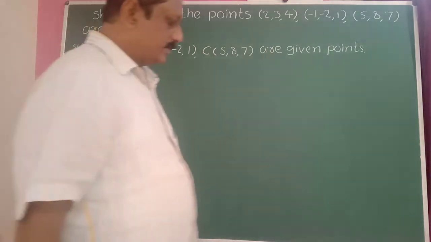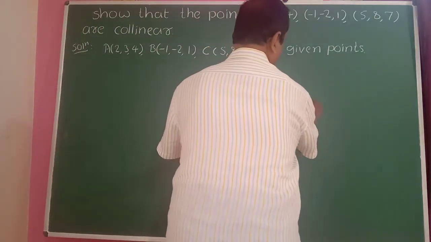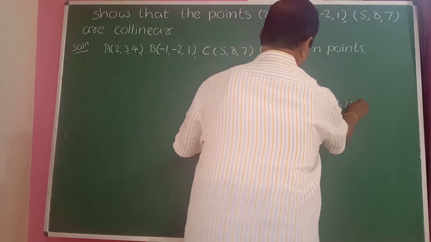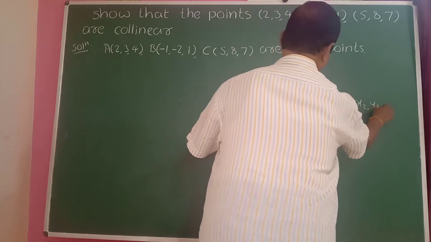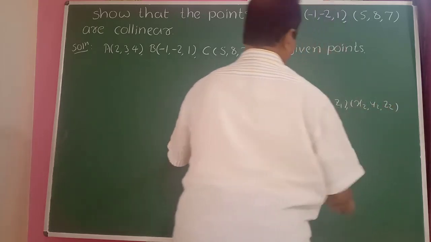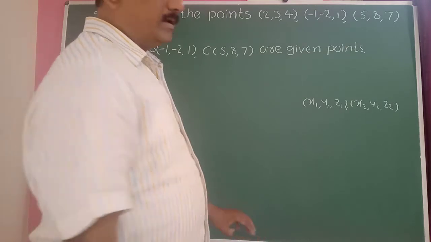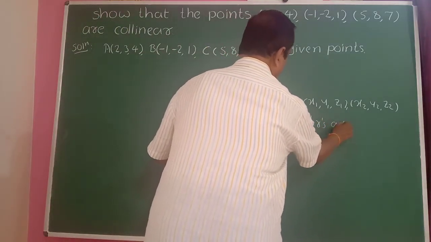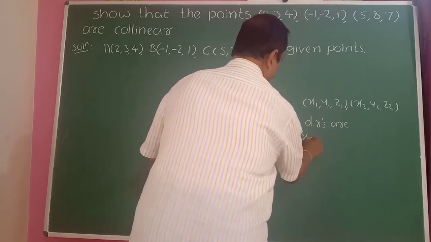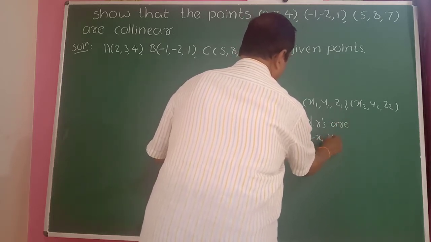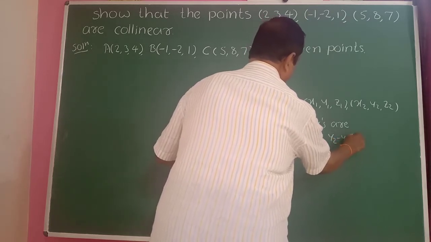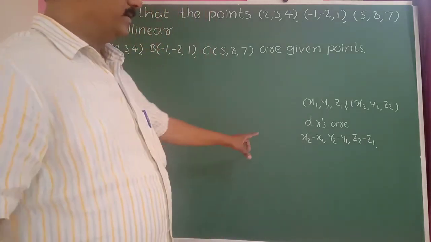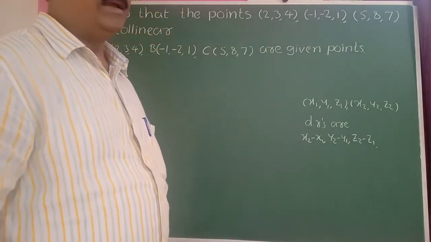You know that if you have two points (x1, y1, z1) and (x2, y2, z2), a line passing through these two points has direction ratios given by x2 minus x1, y2 minus y1, z2 minus z1. These are the direction ratios of the line joining two points.